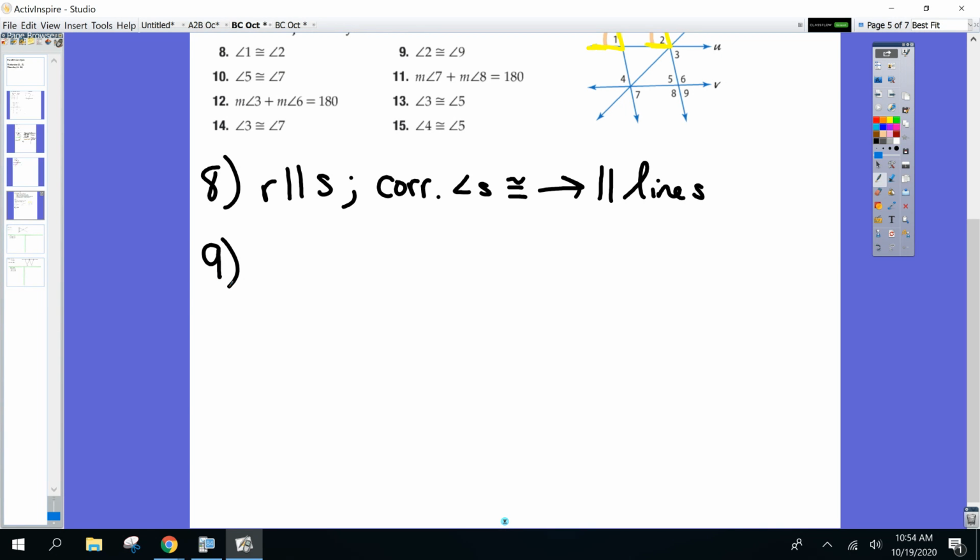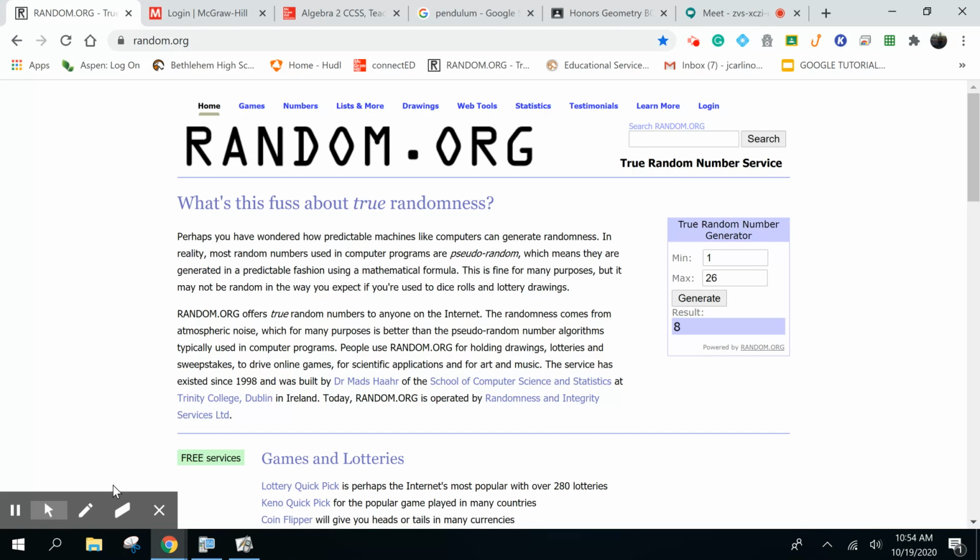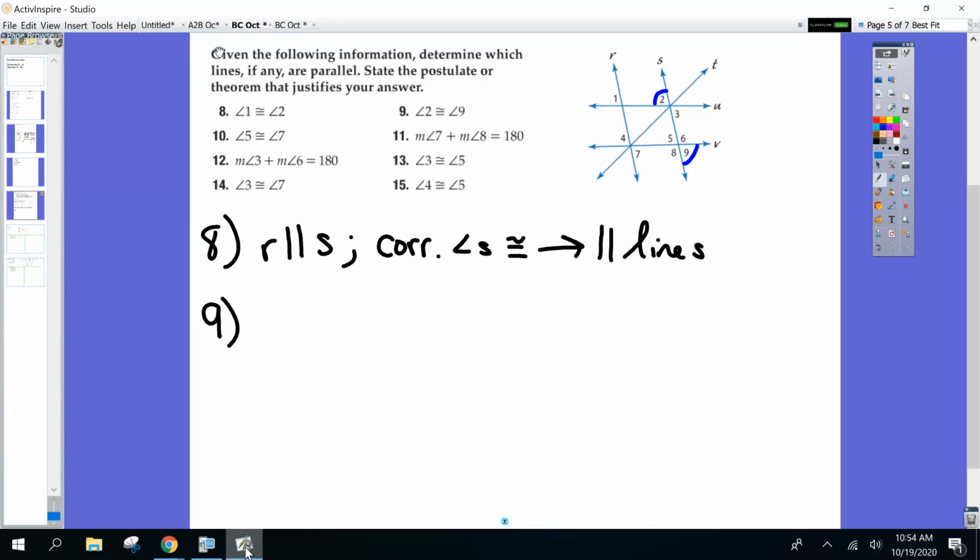So 2 and 9 are congruent now. 2 and 9. Do they have a special relationship? If they do, what is it? What type of angles are 2 and 9? Here we go. Hannah, what type of angles are 2 and 9?